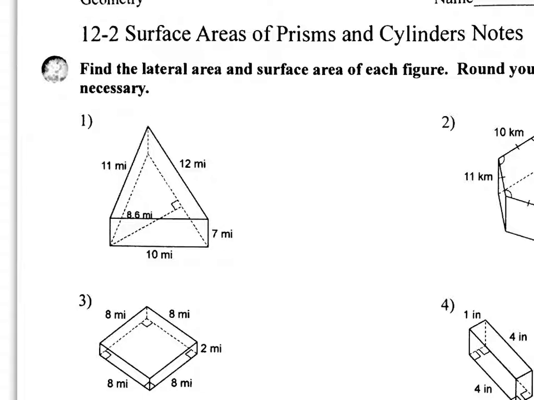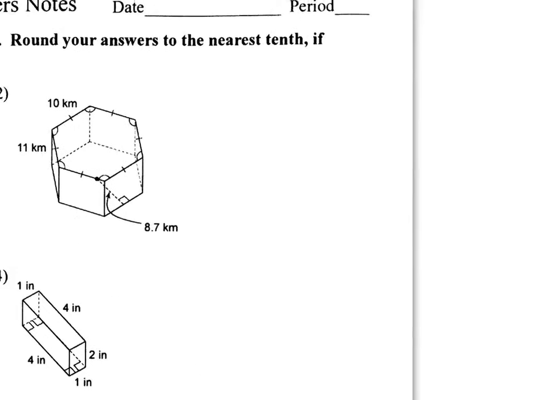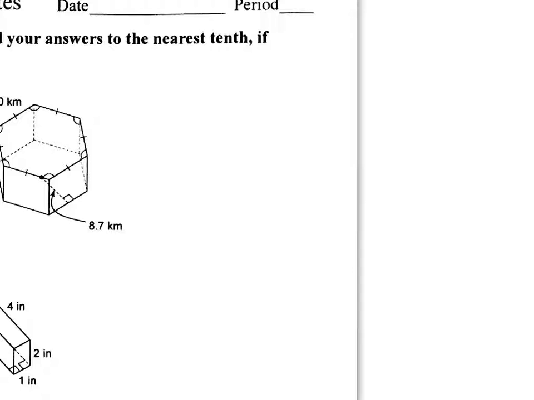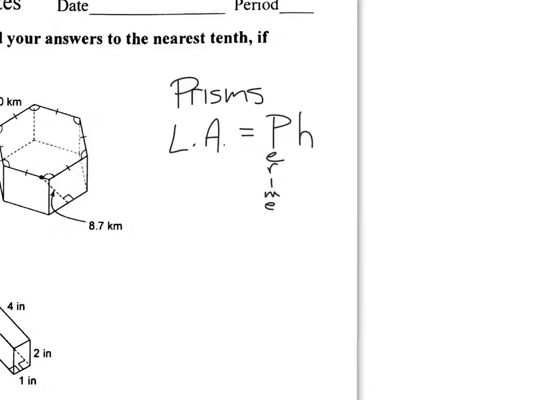What we're going to do here is I'm going to write over here on the side what the two formulas for these are, and it says round your answers to the nearest tenth. So first of all, for prisms, lateral area, LA, is P times H, where P is perimeter, and H is height.